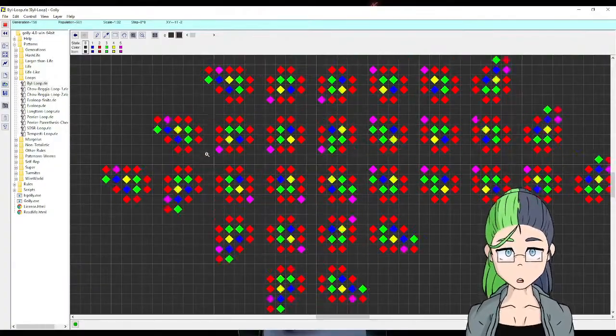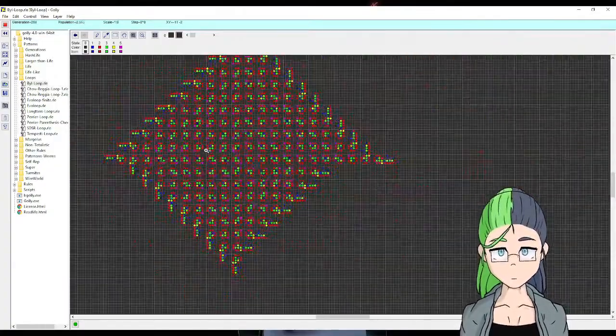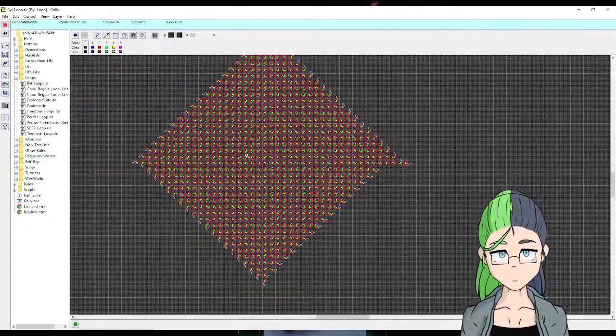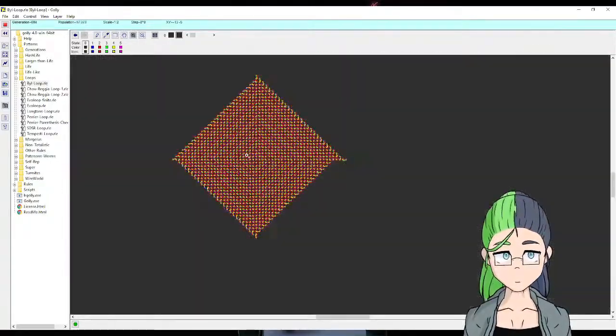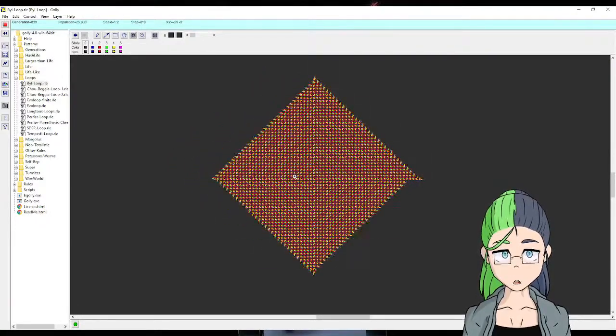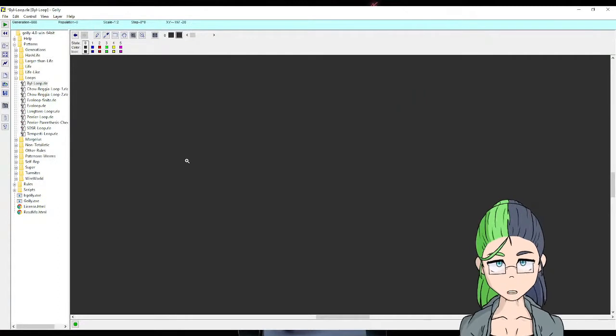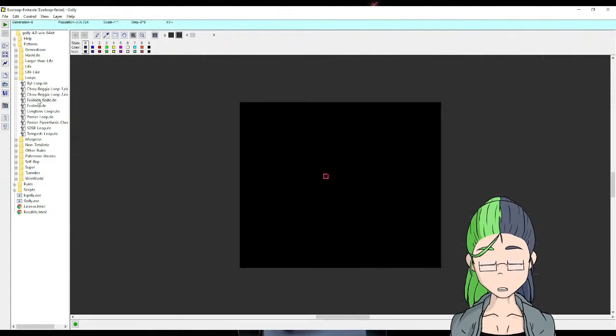So this is what I was thinking it was. It's a self-replicating loop. And it just infinitely replicates out into the void. But I was thinking it was similar to that, but I suppose it isn't.